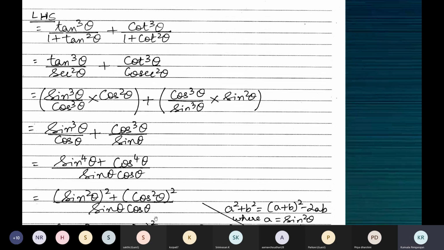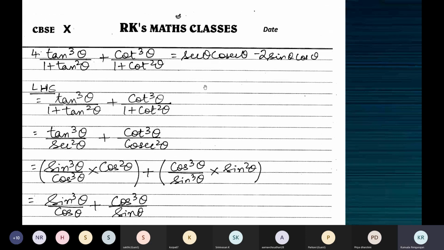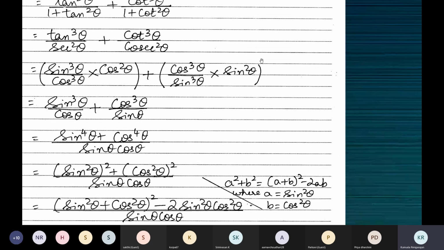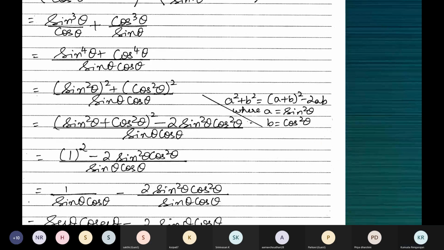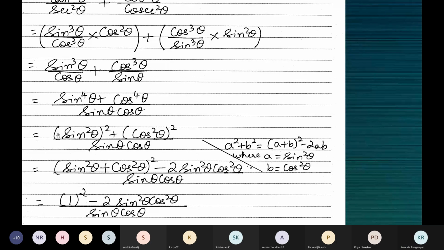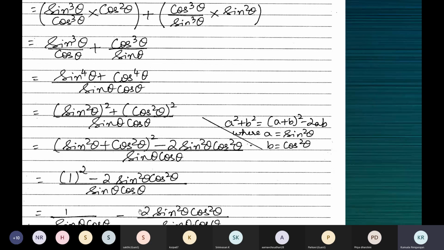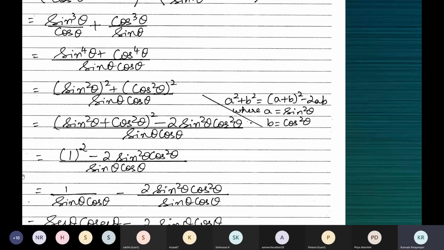What's the RHS? You can see here, you have two terms in the RHS. 1 minus and 2. There are two terms. So that means you should divide separately. 1 divided by sin theta cos theta minus 2 sin square theta cos square theta by sin theta cos theta. Only that will give you two terms.